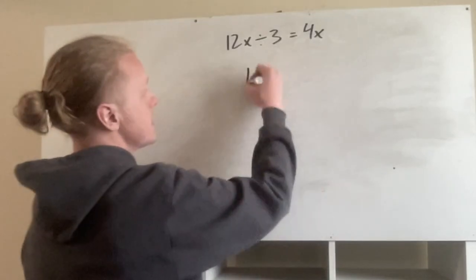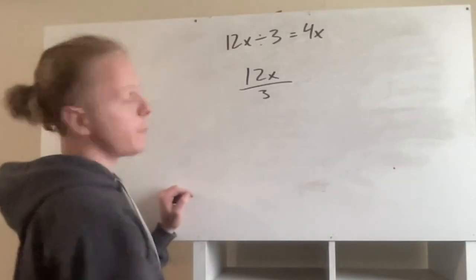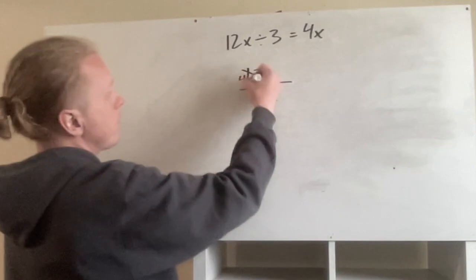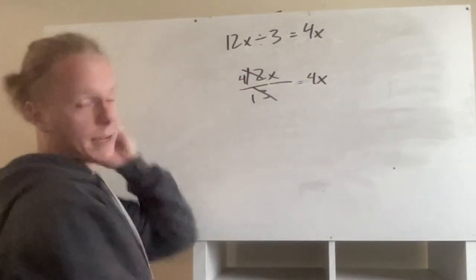I sometimes think it's easier to visualize these as fractions, right? Because then I'm just simplifying. So this is 4 over 1, so this is 4x.